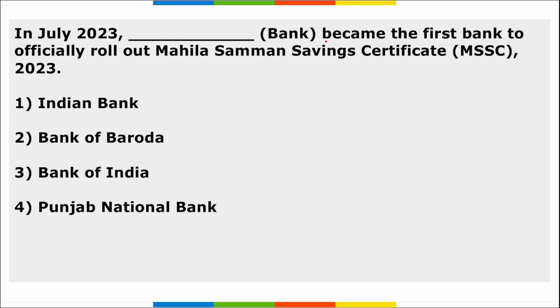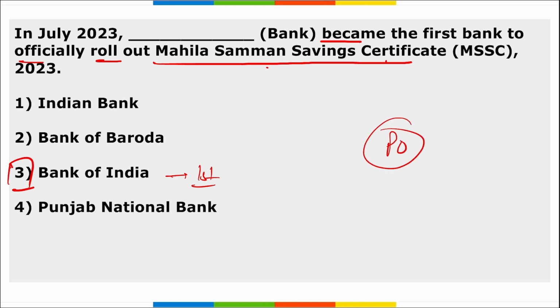Next, in July, which bank became the first bank to officially roll out Mahila Samman Savings Certificate 2023? It is our Bank of India. It became the first bank to officially roll out Mahila Samman Savings Certificate for 2023. This means that BOI, that is Bank of India, is authorized to open accounts under Mahila Samman Savings Certificate. So far, only post offices were allowed to open accounts under this certificate. Right?